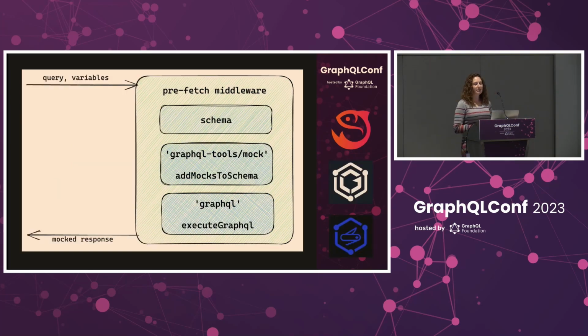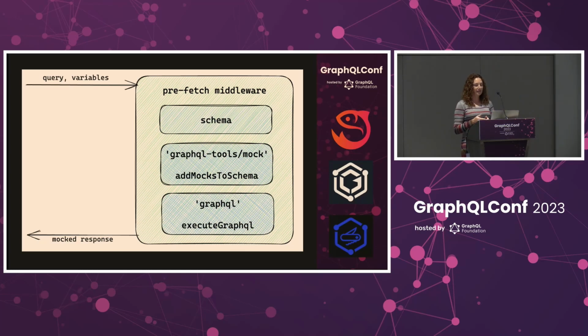So just digging a little bit deeper into this network middleware, we have access to the entire request and variables, which means that instead of using a list of static responses based off of operation name, we can use something like Graphql-tools mock from the Guild. Thank you to the Guild. This gives us some really great tooling that we can use to add dynamic mocks to our schema. So we use add mocks to schema and execute GraphQL to create a mock server that's going to return a mocked response to any query input that we give it.